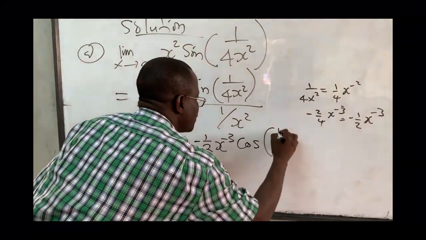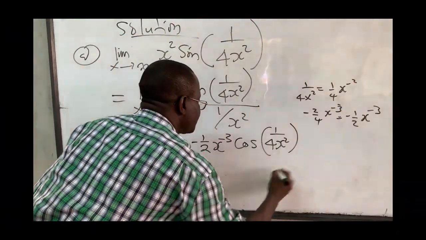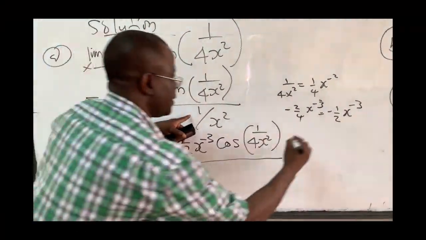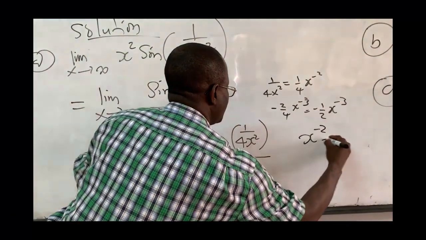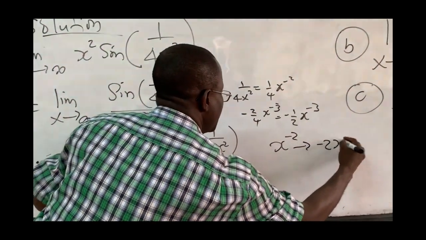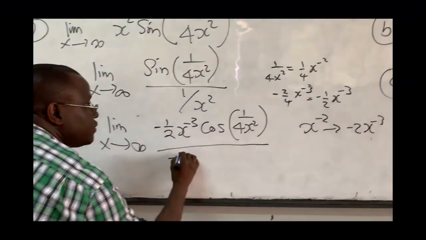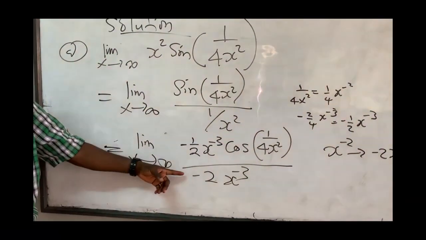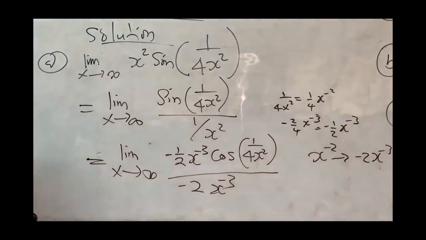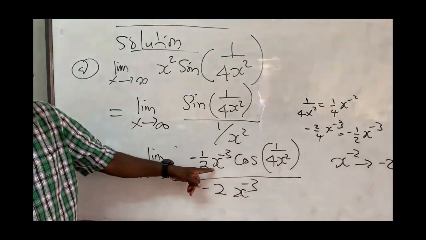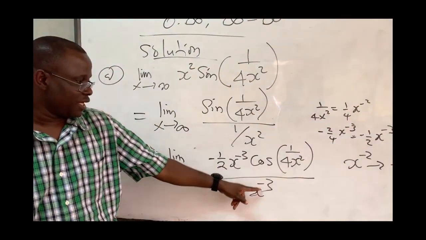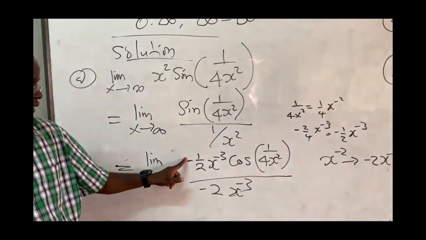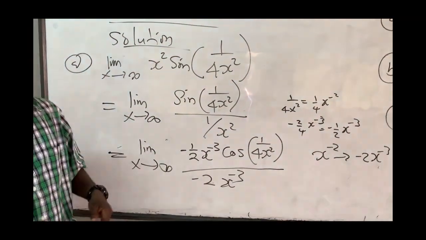So that is cos of 1 over 4x squared. Divide this by... Now when we differentiate this, note that this guy is x to the negative 2. So this will give you negative 2 x to the minus 3. That is okay. So this is what you get. Note that you have x to the negative 3 here, they cancel out straight away. You have negatives that cancel out. And so we have simplified our expression.